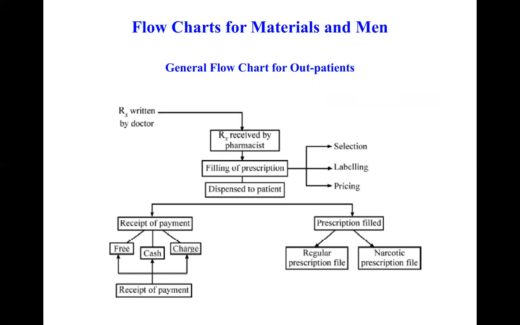And then the prescription filled, regular prescription file, and narcotic prescription file should be recorded in the hospital pharmacy department, because a medical record should be there. Recording of the drugs should be there, so that it can be easily accessible whenever required for further requirement. Like if you want to know that our drug is finished, that can be easily accessible when we have a record register or computer.